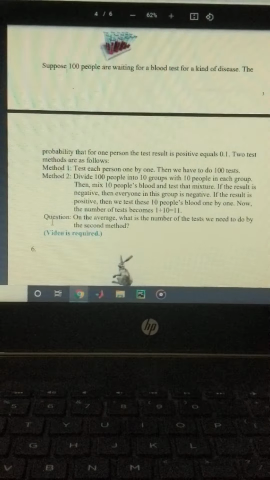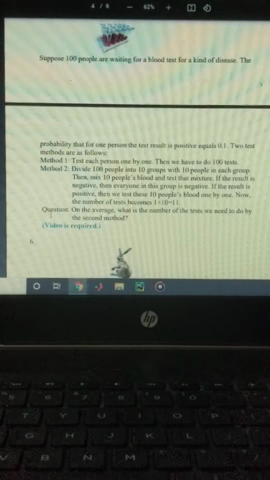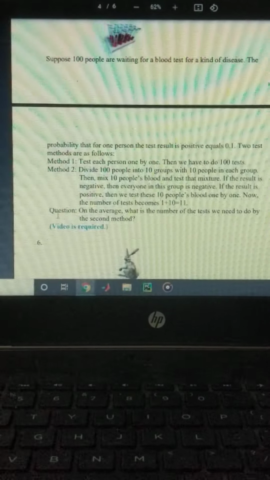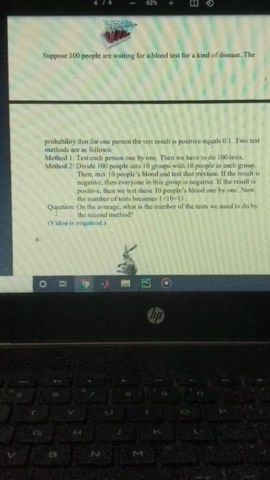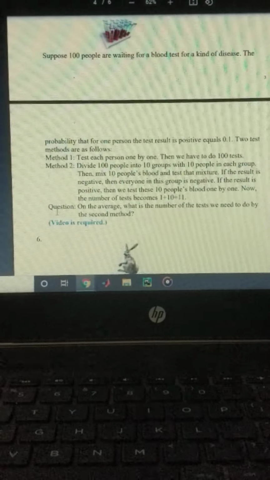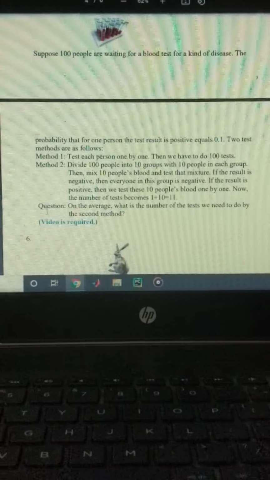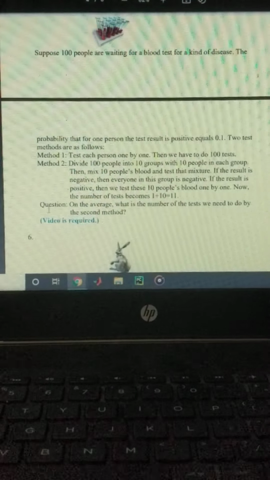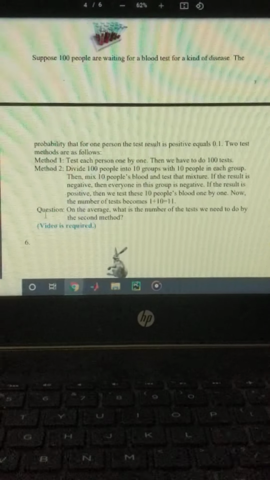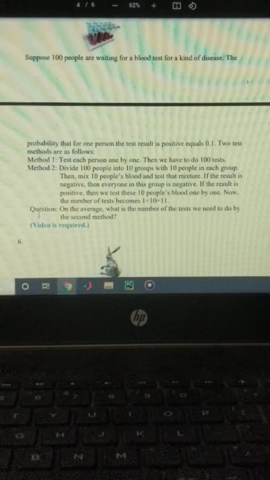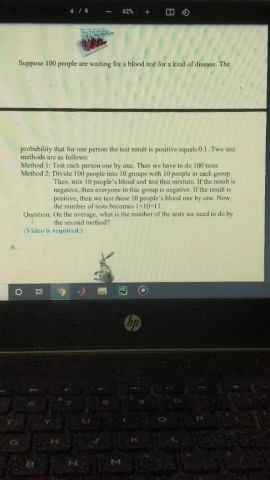So blood from each of the 10 people would be mixed, and then that mixture would be tested. If the mixture results in a negative test, then it's taken as all the 10 people whose blood is in the mixture would test negative. But if the mixture results in a positive test, then each of the 10 people whose blood is taken for the mixture would be tested again for a positive test. So in that case, the total number of tests would be 11 compared to the one test which would be required if the mixture tested negative.